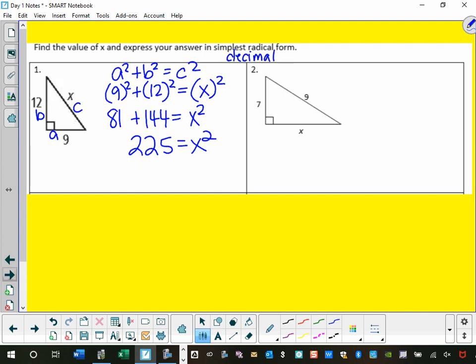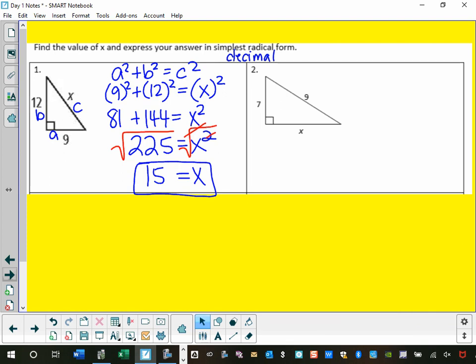Alright, so now I have 225 is equal to x squared. What do I do if I want to get x by itself here? You're going to take the square root of each side. So that means my square and my root are gone, and I'm left with x equals, the square root of 225 is 15. That's your answer. We plug in, we combine like terms, we take the square root, we solve for x.